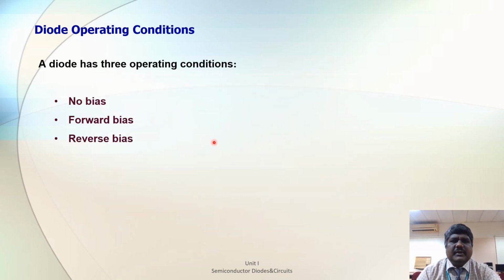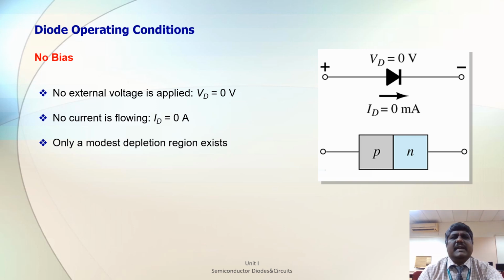Now we are going to the diode operating conditions. In diode operating conditions, we have three biasings. First, no biasing, then forward biasing and reverse biasing. First, we will discuss no biasing. I'm not giving any supply, which means that is no biasing. Because of this, there is no voltage, and because of no voltage, there is no current. No external voltage is applied, so the current is equal to 0.